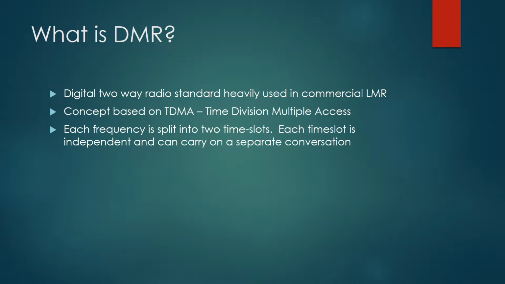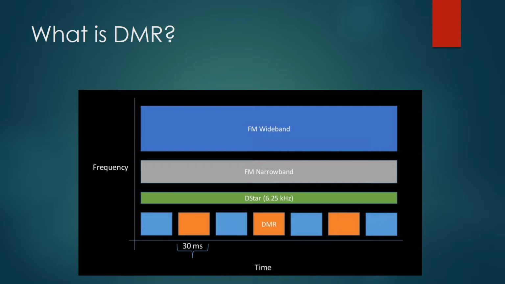So what is DMR? DMR is a digital two-way radio standard that's used heavily in commercial LMR. The concept is based on TDMA, time division multiple access. So what this means is that each frequency that's in use by DMR is split into two time slots, and each time slot is independent and can carry on a separate conversation. Let me show you what this looks like.